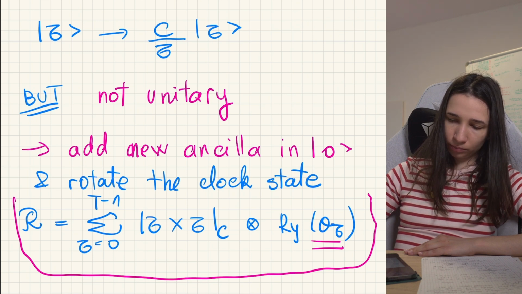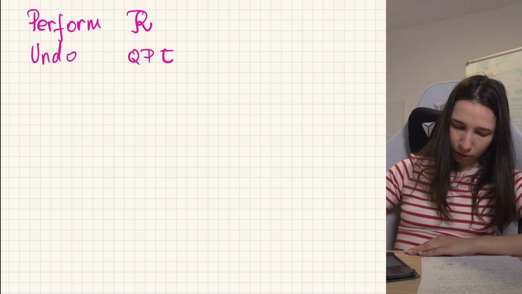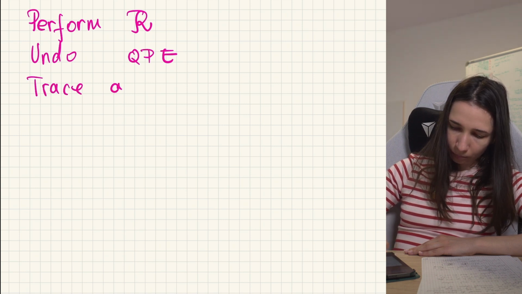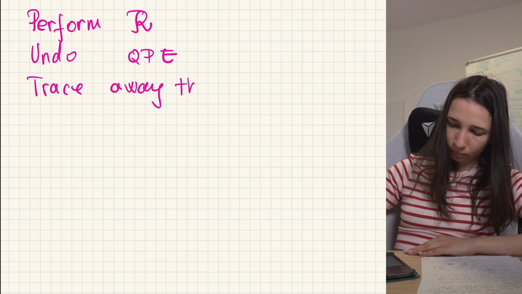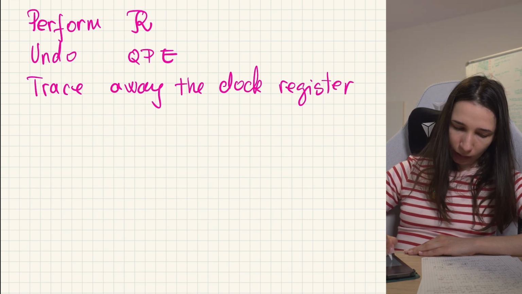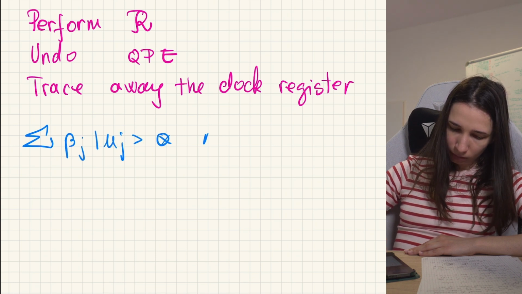Now, going back, we perform this rotation, we undo the quantum phase estimation, and trace away the clock register. Let's write these steps down. So we said that we perform the rotation R, undo the quantum phase estimation, and trace away the clock register. So after these 3 steps, we end up with a state of the form beta_j u_j times this.